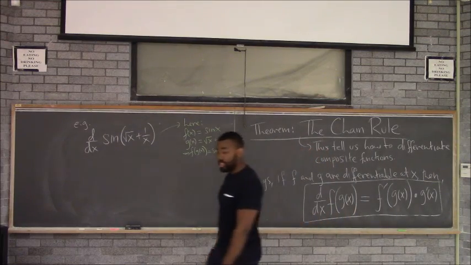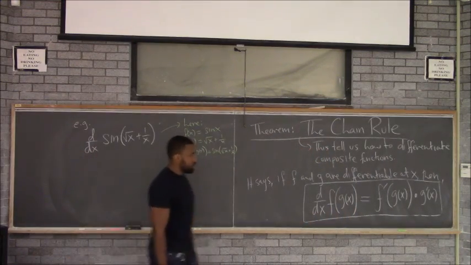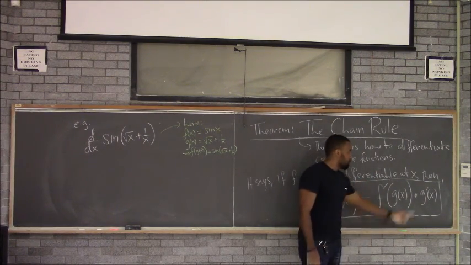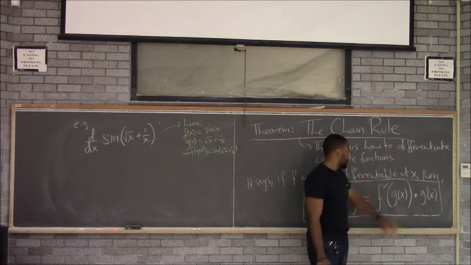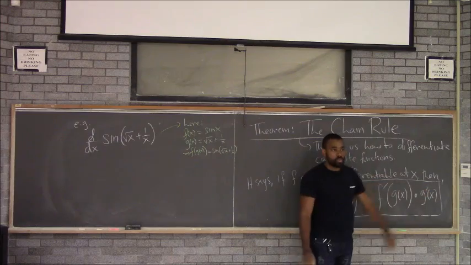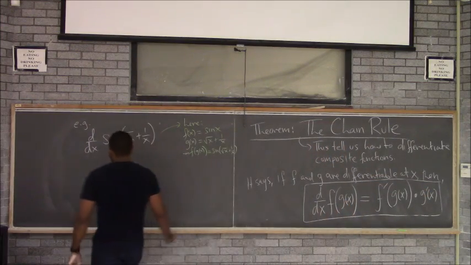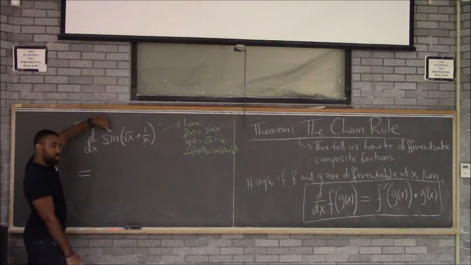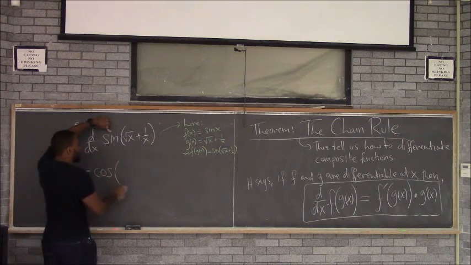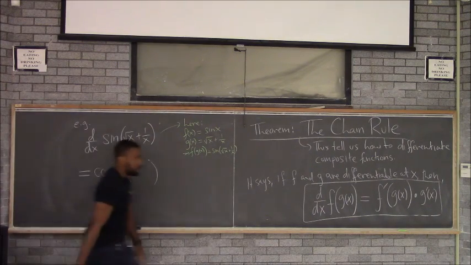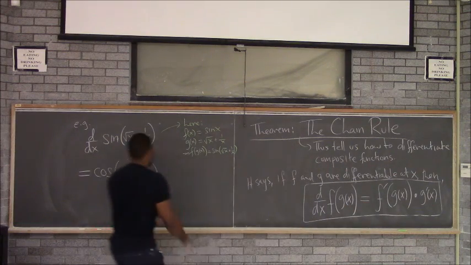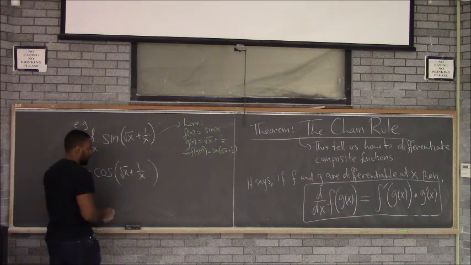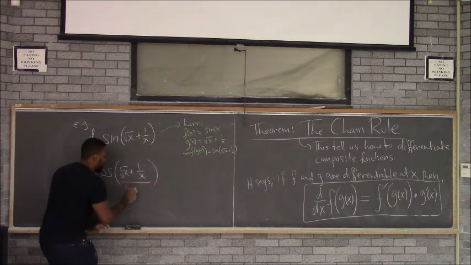You have one function plugged inside another function. The chain rule says to differentiate this function, I'm going to differentiate the f, leaving the g alone initially, then multiply that by the derivative of the g. So it's the derivative of the outer function times the derivative of the inner function. The derivative of sine x is cosine, right? Cosine of what? Well, the original g. I'm going to leave this alone first. Leave the inside alone initially.